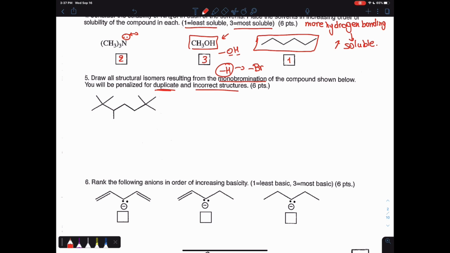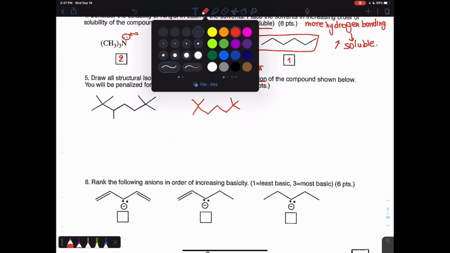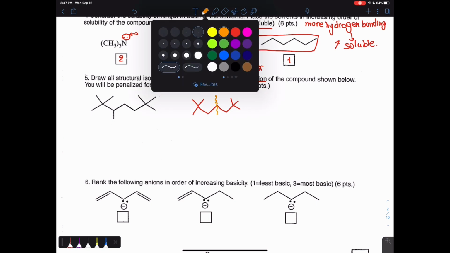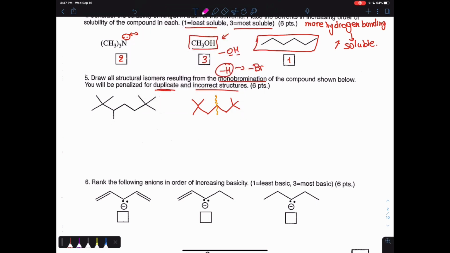I just want to give an example before we jump into this one. If we have a molecule like this, you can see that if I split it in the middle, the right side and the left side are the same. So this tells me that the hydrogens on this side are going to be the same as the hydrogens on this side. So these hydrogens are the same.